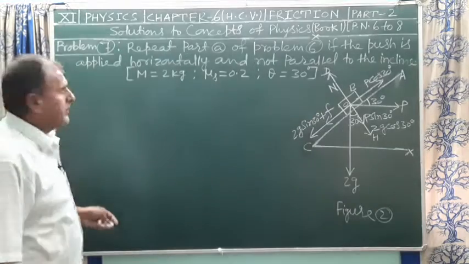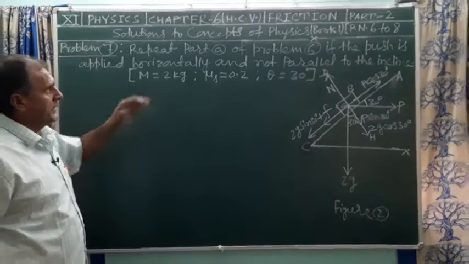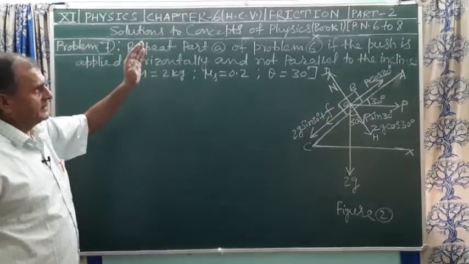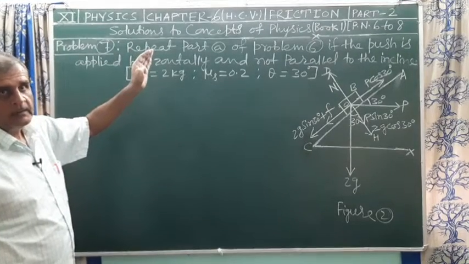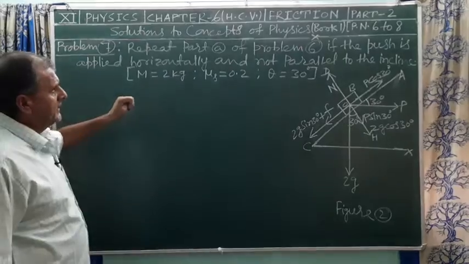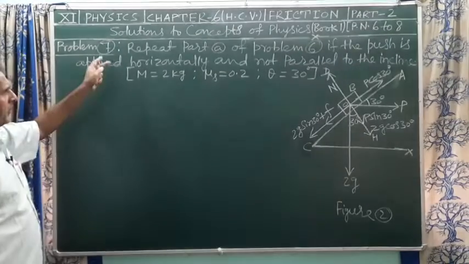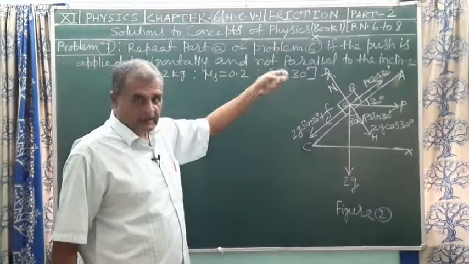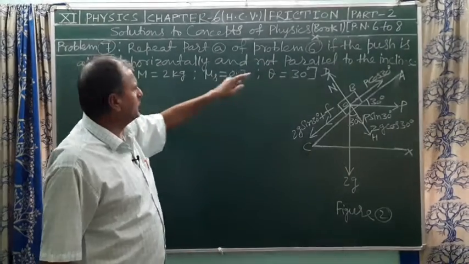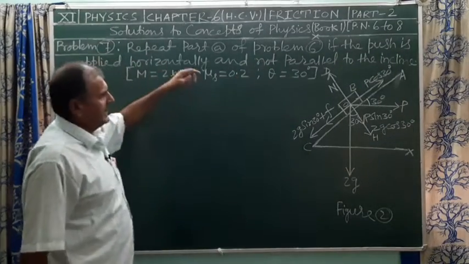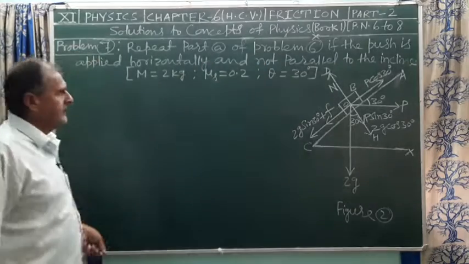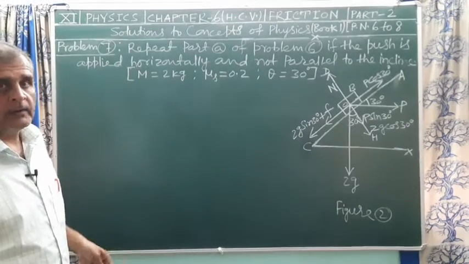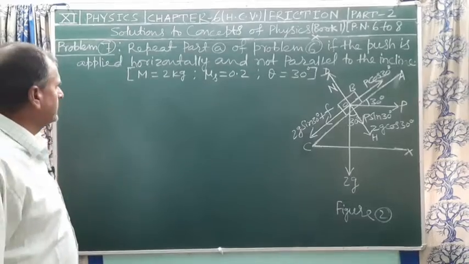Now we have to solve problem 7 of chapter 6, friction, of the book Concepts of Physics. The problem is: repeat part A of problem number 6, that is the previous problem. If the push is applied horizontally and not parallel to the incline, calculate the magnitude of force.